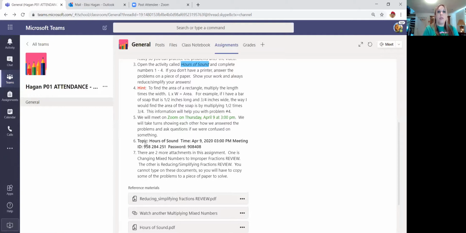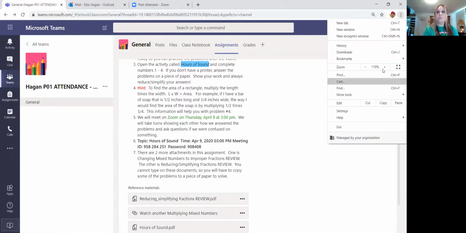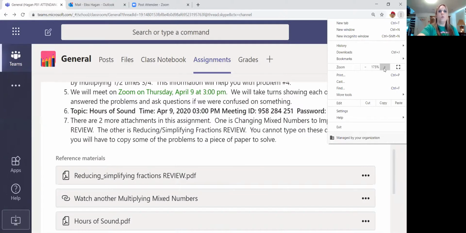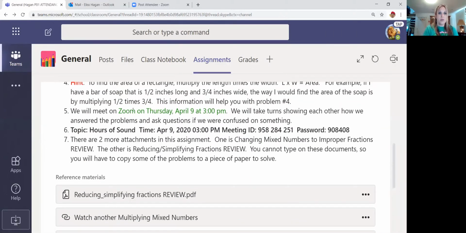On Thursday, we are going to meet, see if I can maximize that. We're going to meet on Teams under assignments. We're meeting on Thursday, April 9th at 3 o'clock. Here's your ID and your password. We will talk about Hours of Sound, and if you solved some of the problems, you can share your answers with us. If you want to check with me before Thursday to make sure that you're doing the problems correctly, I can check your answers with you. I am available for you at all times, kiddos. You just need to email me or text me.